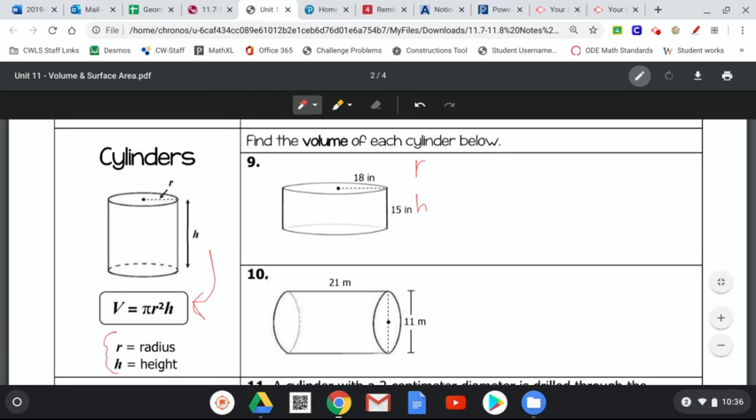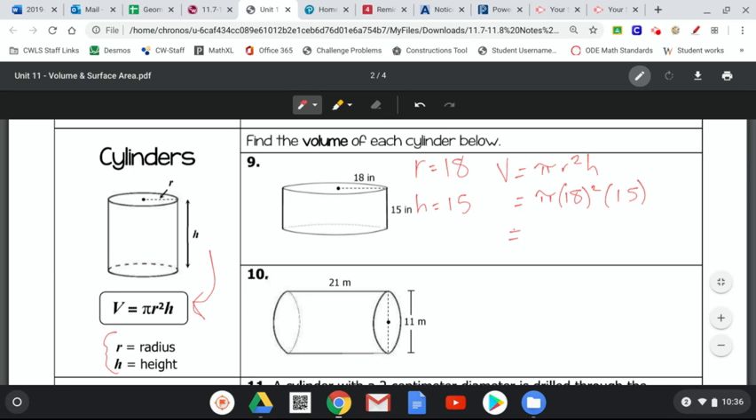So for number 9, the radius is going to be 18 and the height's going to be 15. Okay. So cylinder, radius of 18, height of 15 there. So when we plug everything into our formula, volume equals pi r squared times height. So pi, what's our radius? Oh, it's 18 squared times our height, which is 15.